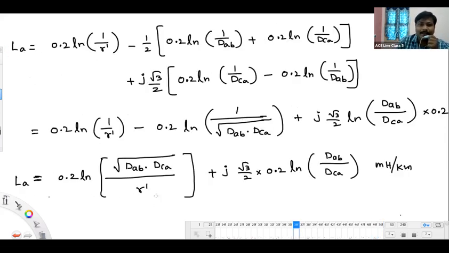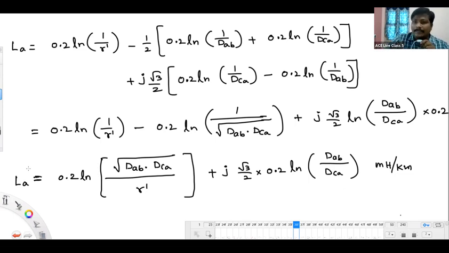LA has some real part and some imaginary part. In this imaginary part, what do you have? The ratio between distances. As we are staying at conductor A, I have to take the ratio between the phase A conductor to phase B and phase A conductor to phase C: A to B distance by A to C distance. That ratio I should take.